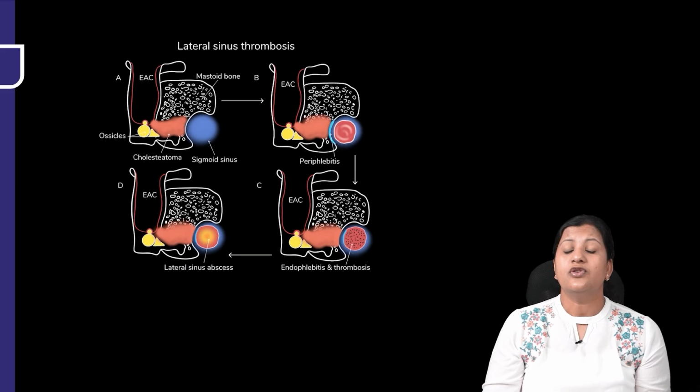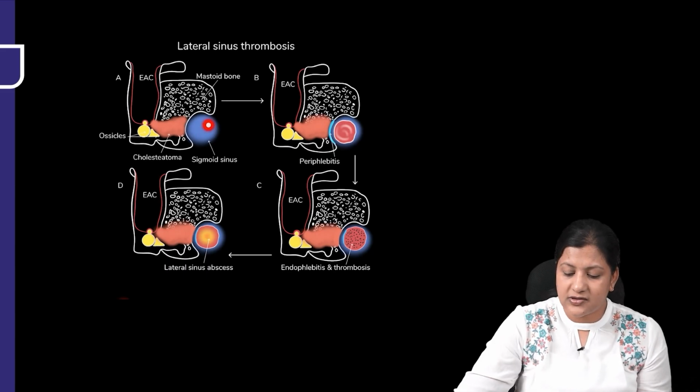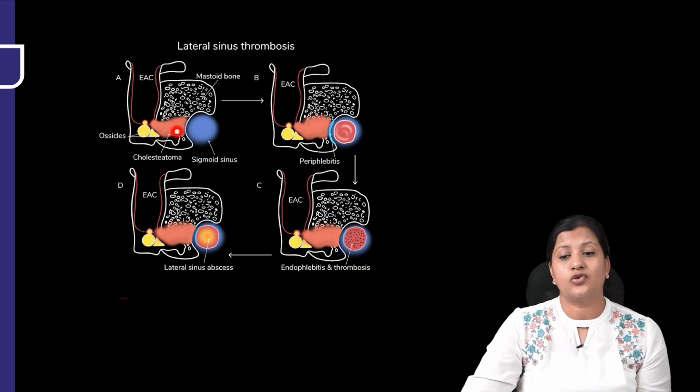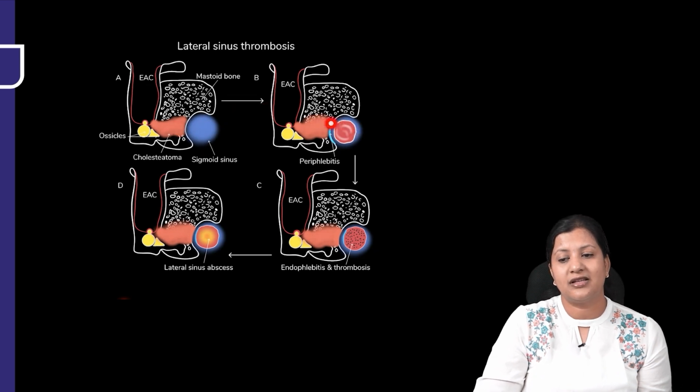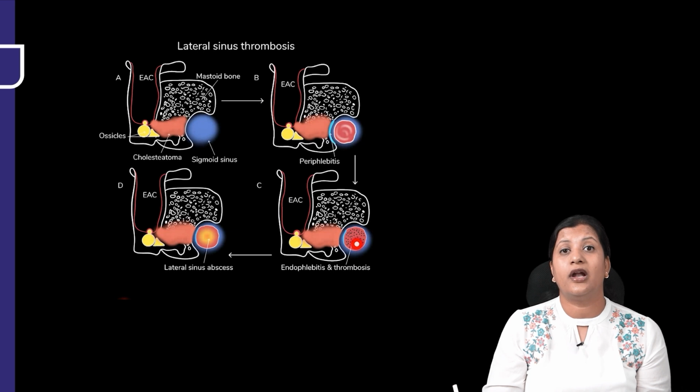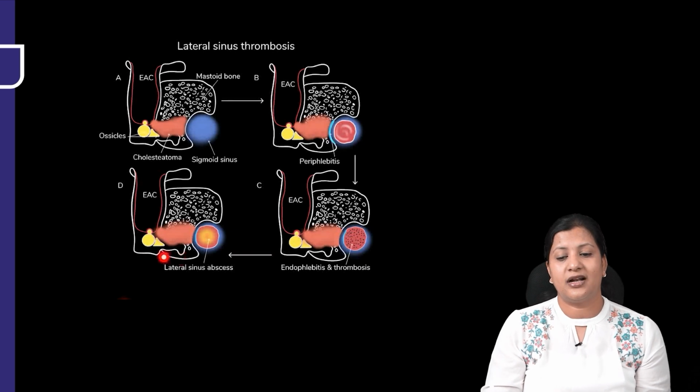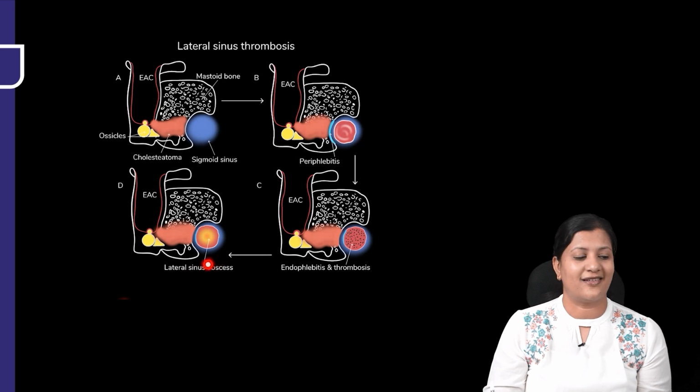Here's the explanation. So what is happening? All of you can make out this is your sigmoid sinus and this is the bone that is covering the sigmoid sinus. So the disease from the middle ear has gone to the mastoid bone, and initially what you will see is inflammation of the bone or the outer part of the blood vessel, which we call periphlebitis. Then the endothelium will be involved to cause endophlebitis. Now when there is endophlebitis, there is organization of platelets, which we call thrombosis, and this will result in a lateral sinus thrombosis or a lateral sinus abscess.